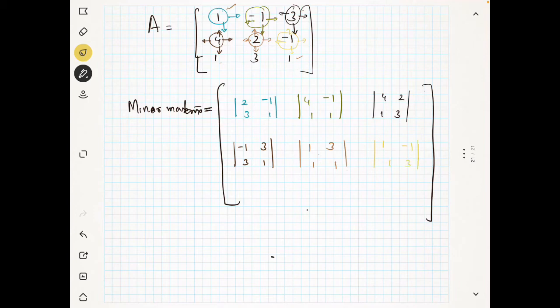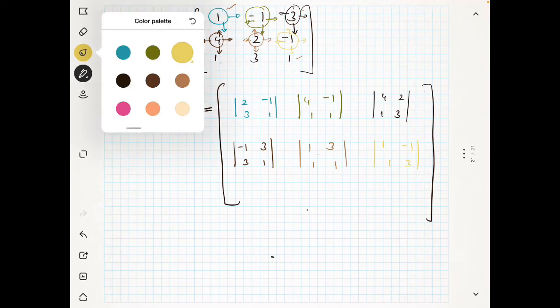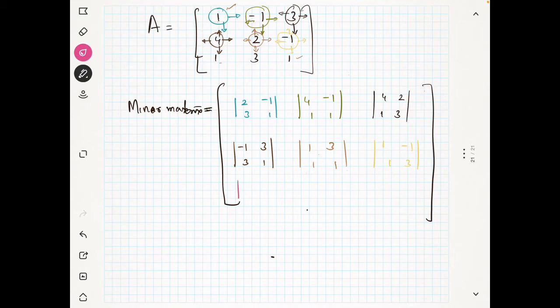Next, I am going to consider this one. So I will remove this column and I will remove this row. So what is remaining? Remaining is minus 1, 3, 2 and minus 1.